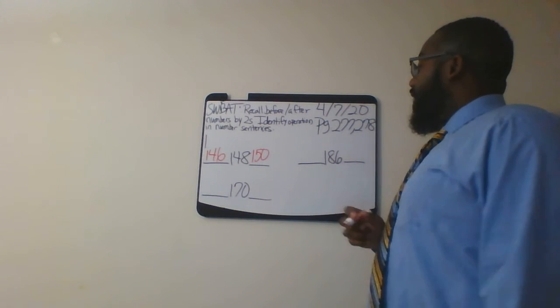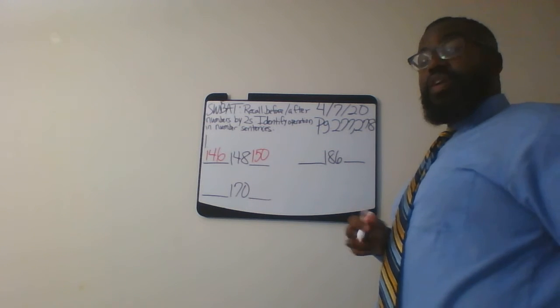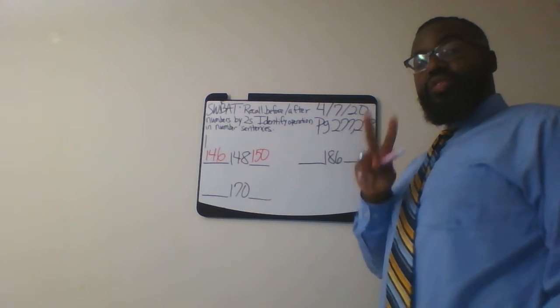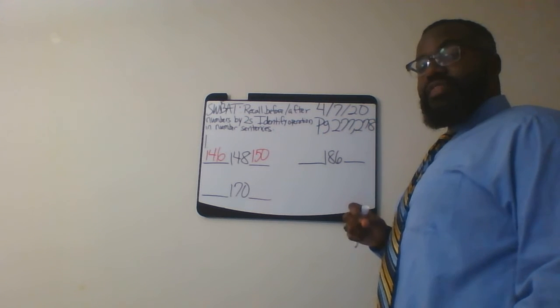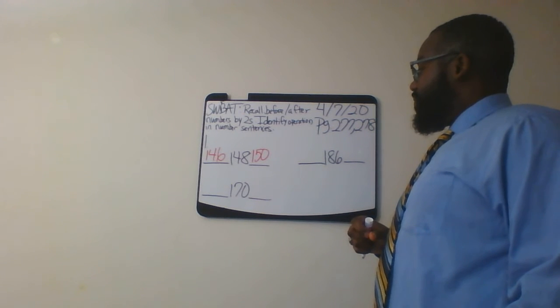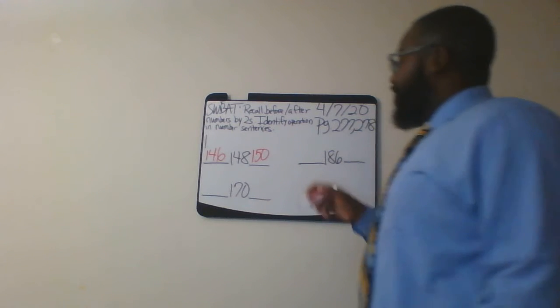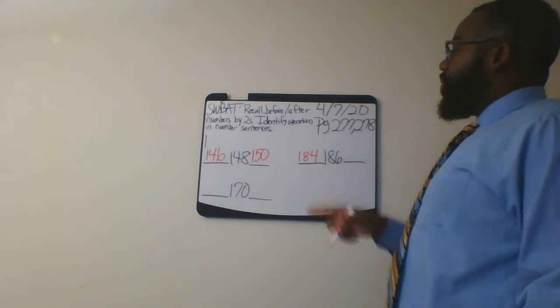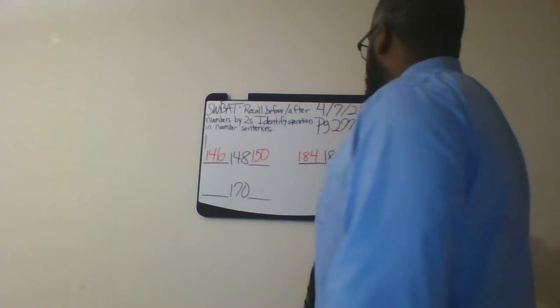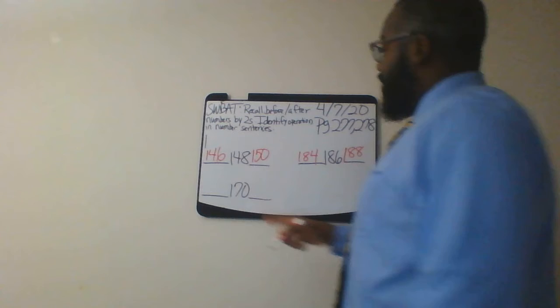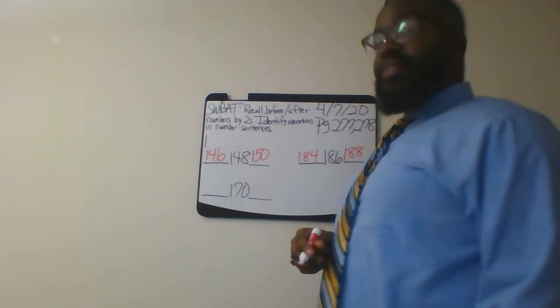We have 186. What comes before 186 by twos? By twos. It's in the 180 family. 184. Good job. 184, 186, 188. That's great. Now let's go to the last example that we have here on the board.